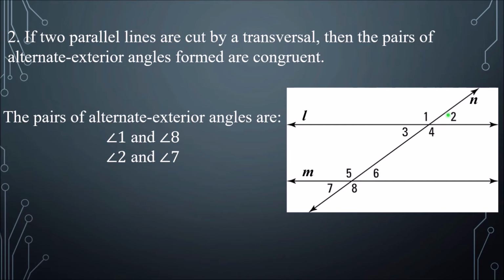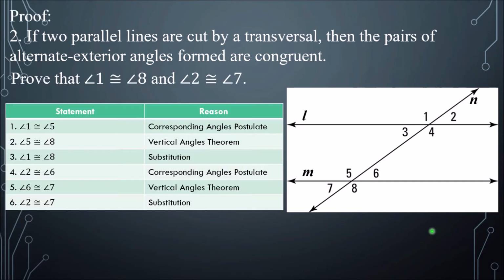Next pair is angle 2 and angle 7. So angle 2 and angle 7 are alternate exterior angles also. And take note, according to the theorem, alternate exterior angles are congruent. So angle 1 is congruent to angle 8, and angle 2 is congruent to angle 7. And once again, because this is a theorem, we need to prove if angle 1 is really congruent to angle 8 and angle 2 is congruent to angle 7. So first, angle 1 is congruent to angle 5.